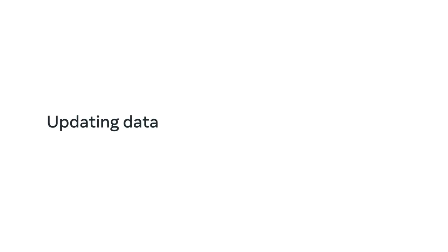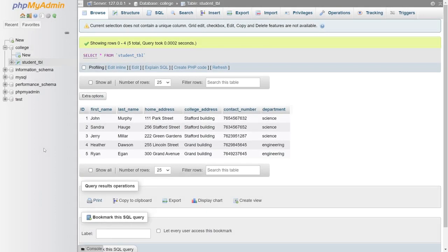I recently created a database table for a college called Student Table. It contains the following pieces of data on each student in the college: ID, first name, last name, home address, college address, contact number, and department. Let's use the update syntax to update the home address and contact number of the student assigned the ID of 3 in the table. So I click the SQL tab in phpMyAdmin.